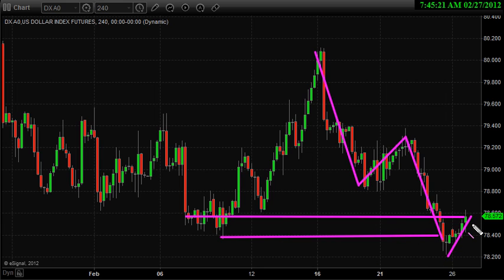Now, this little bounce has pulled the equities market and commodities market down this morning, and I'm anticipating we're going to see the US dollar continue to move down, and we'll start to see equities and commodities put a bottom in today and start to move up.